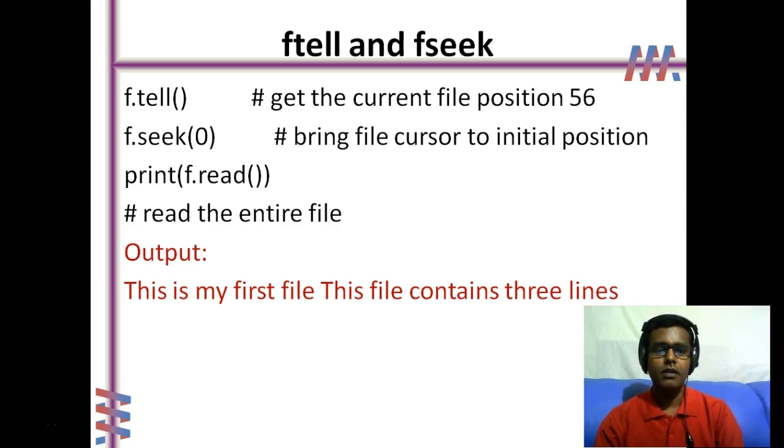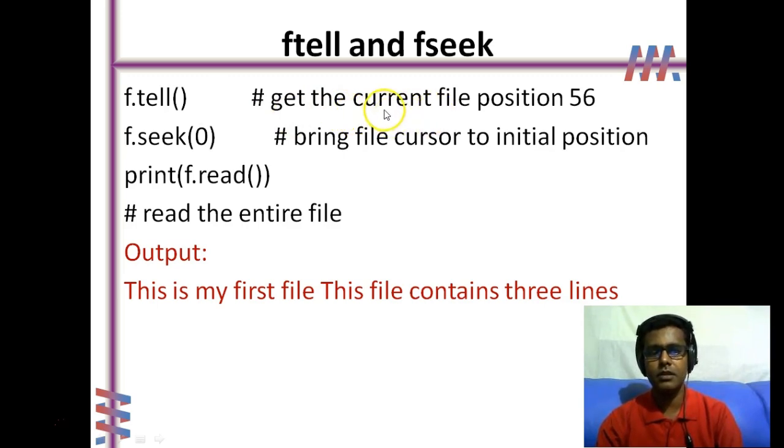Then we'll see about ftell and fseek. ftell will tell you where the current file cursor is, that is, where the current file position is. The fseek will go to the cursor position that you specify. If I give f.tell after reading the entire contents of the file, it will give you the cursor position as the end of the file.